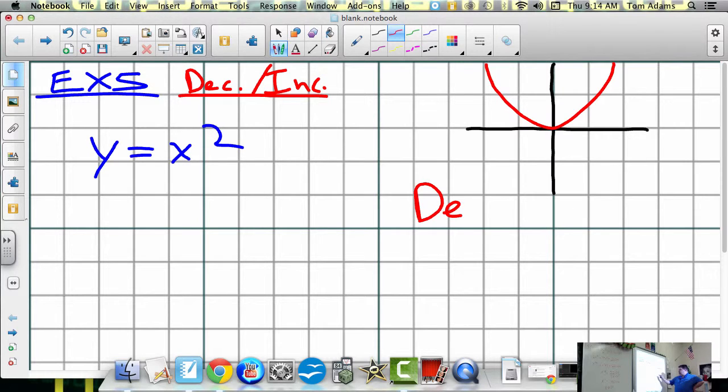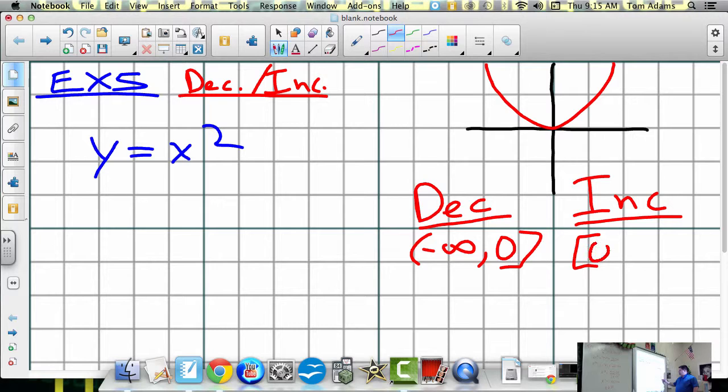Yeah, from negative infinity to 0, right? So it's decreasing from negative infinity right on up to 0. And I don't know if we should include 0 with a bracket. Probably, because it does decrease to 0. And then it increases from 0 to positive infinity, right? Where this is infinity and this is negative infinity. And we're referring to the x's, right? When we talk about the domains, we're referring to the x's.